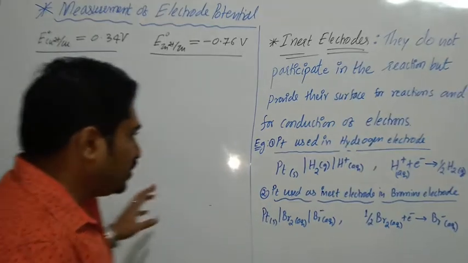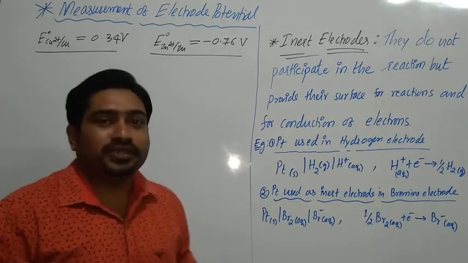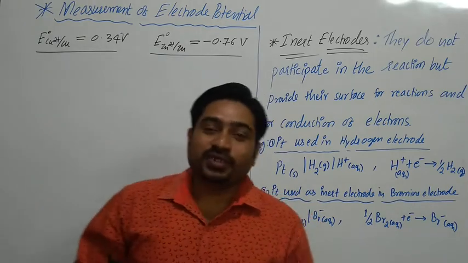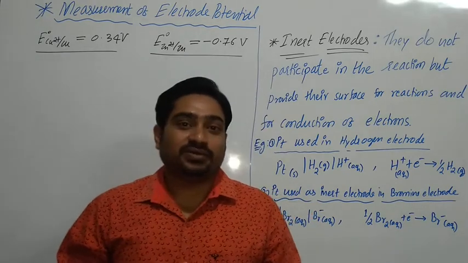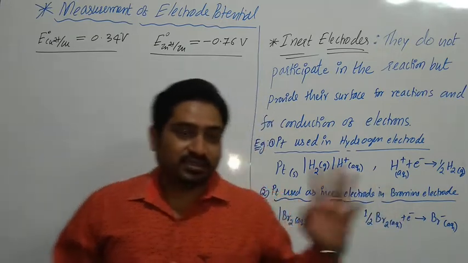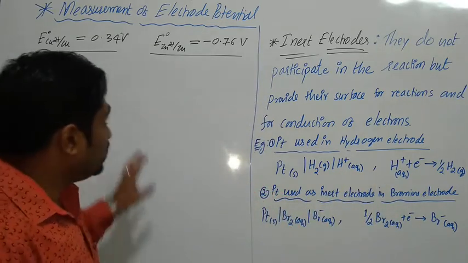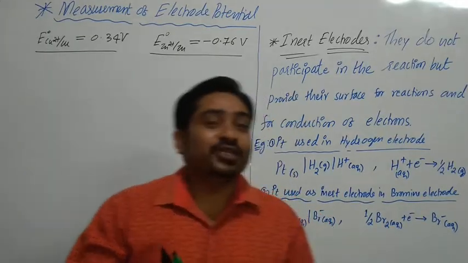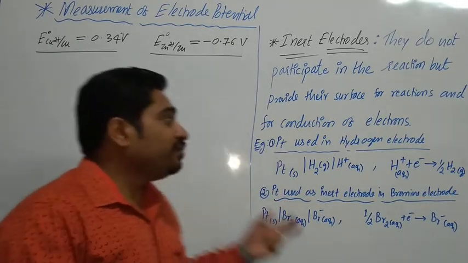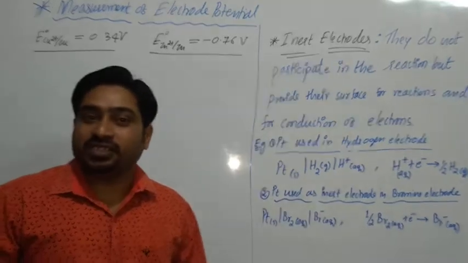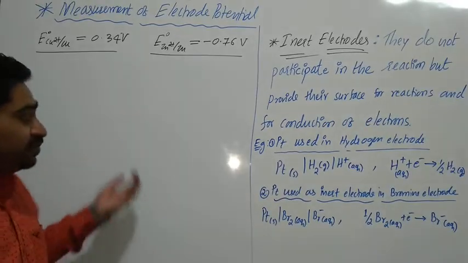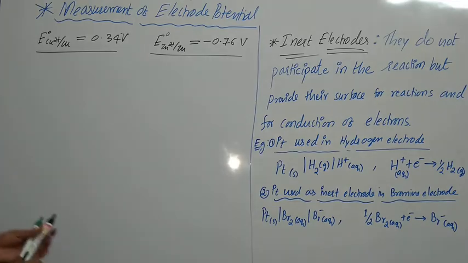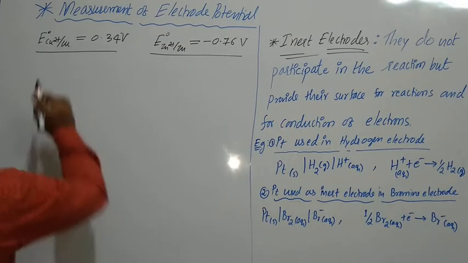So in the previous session we discussed the measurement of electrode potential of the electrodes with respect to the standard hydrogen electrode as our reference electrode. We calculated the electrode potential of the copper electrode and the zinc electrode, and using those two data we calculated the cell potential of the Daniell cell. And you must be aware of these two results.